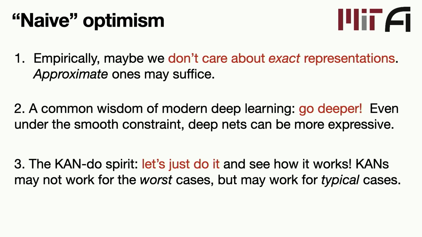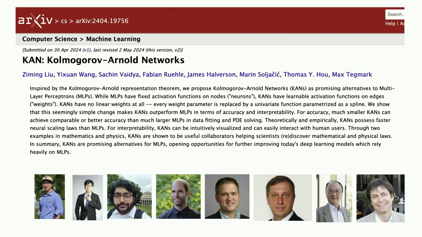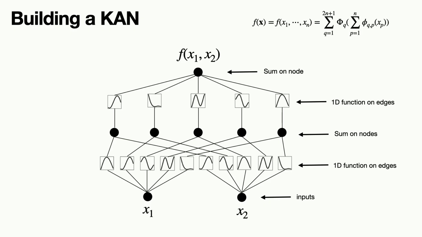Secondly, a common wisdom of modern deep learning is going deeper. Even under the smooth constraint, deeper nets can be more expressive, and that might be enough. And lastly, the can-do spirit. Let's just do it and see how it works. KANs may not work in the worst cases, but may work for typical cases, and that might be enough. So with the can-do spirit, we extend the original representation theorem and propose this new architecture called KAN, Kolmogorov-Arnold Networks.